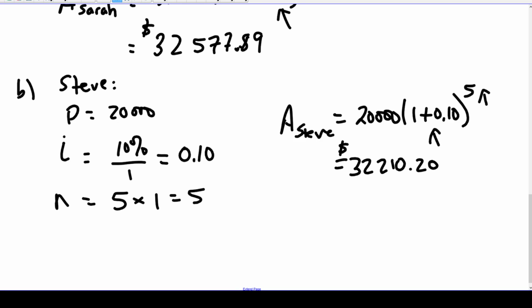Steve made less than Sarah. Why? Both of them are getting 10% at the end of the year. What's happening with Sarah's interest that she ends up with much more? I mean, that's what, $360 more? That's not a small amount of money.